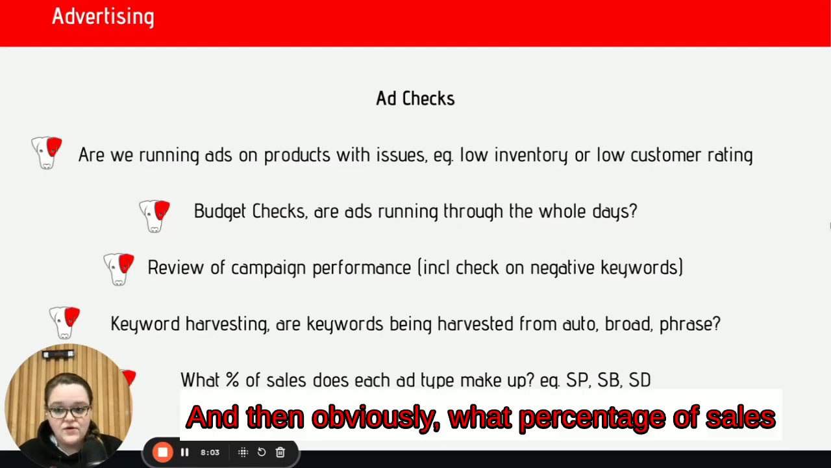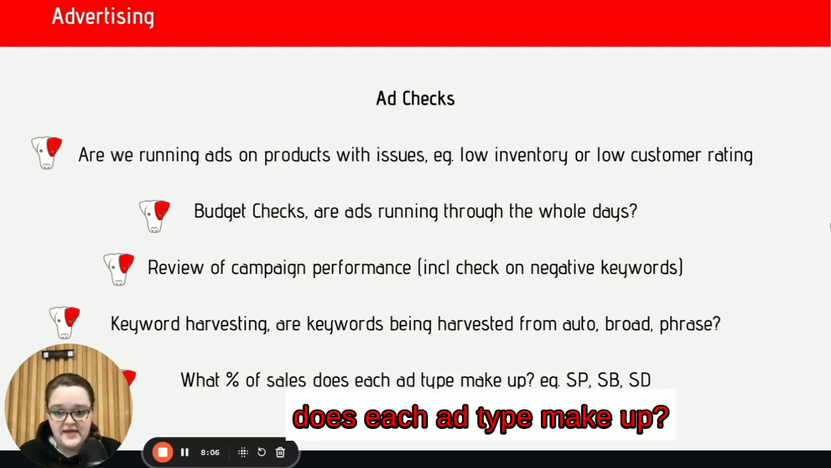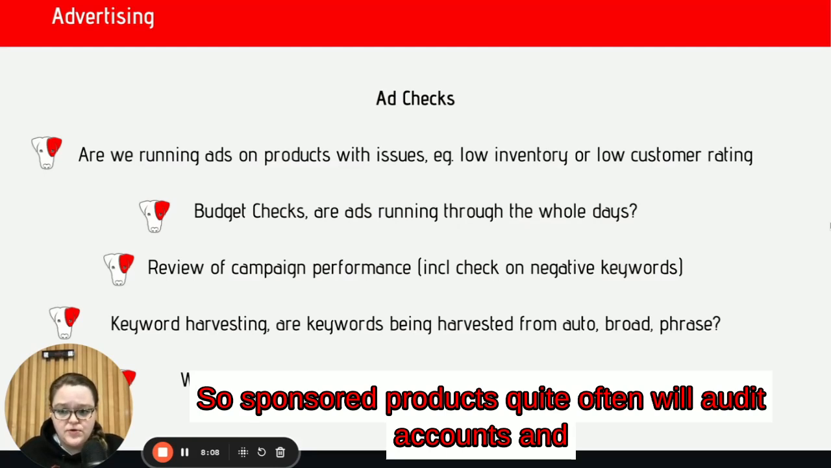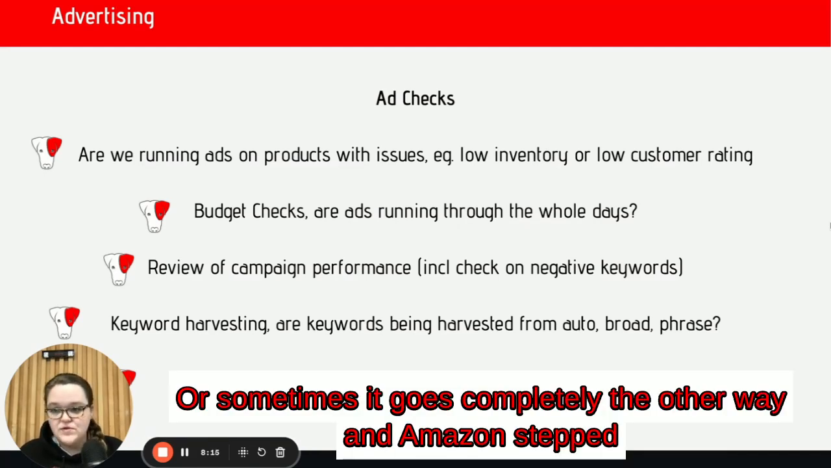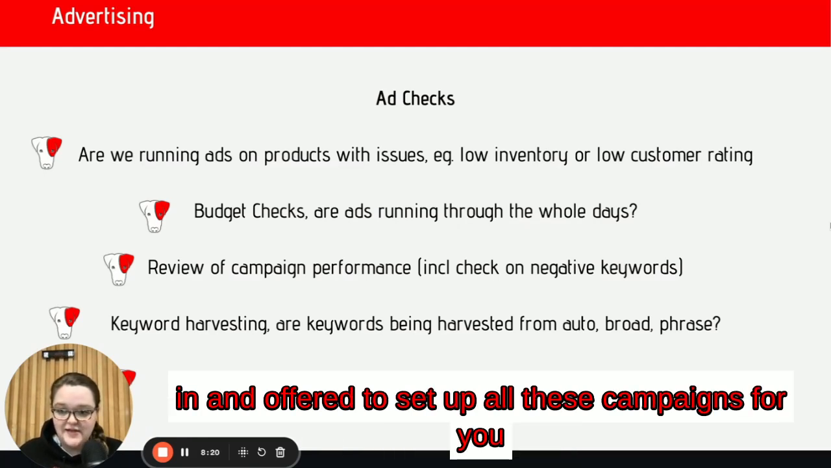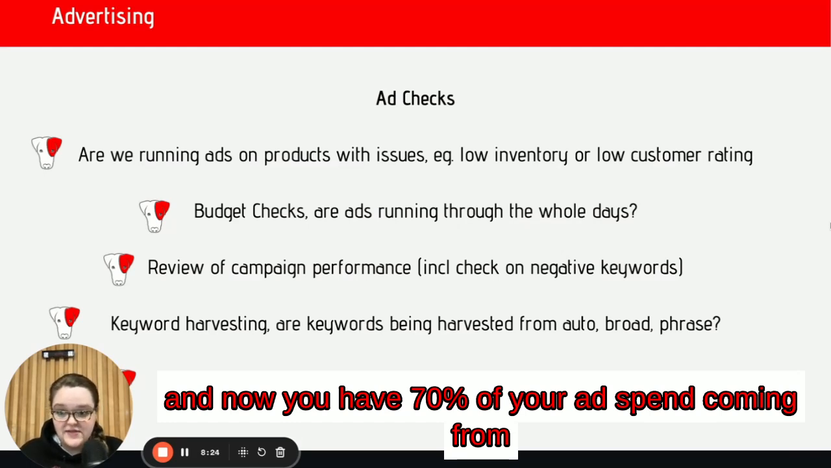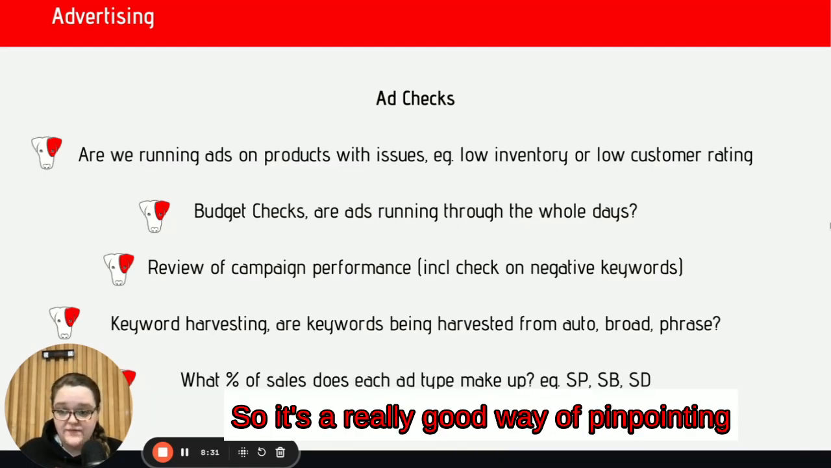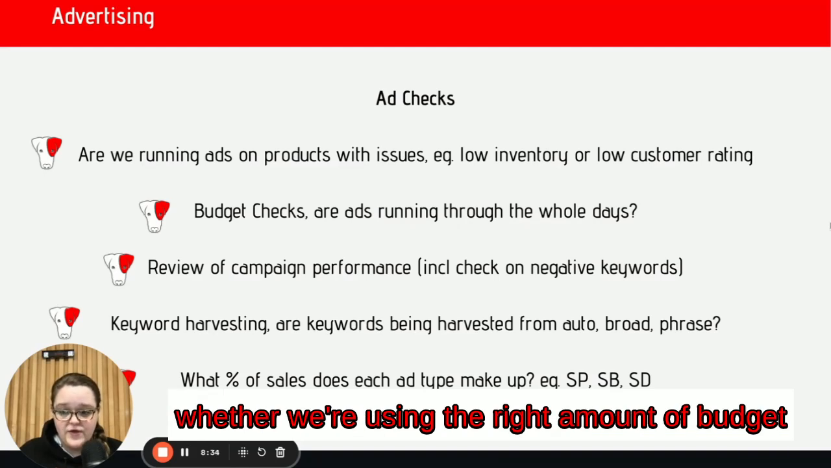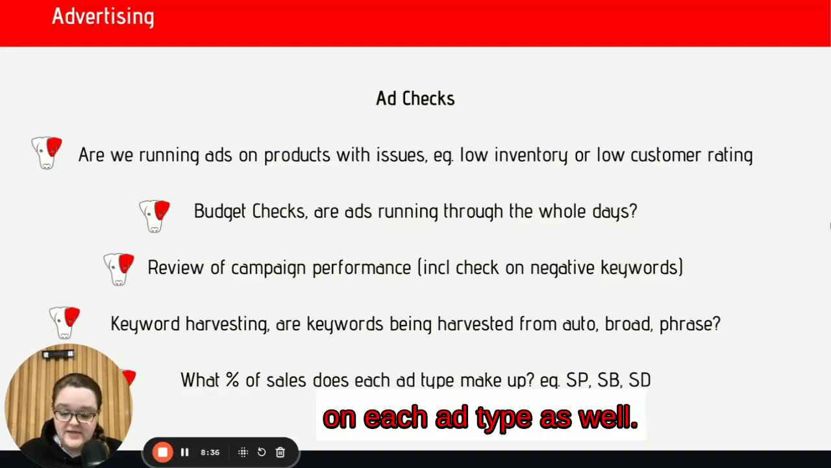And then obviously, what percentage of sales does each ad type make up? Quite often when we audit accounts, 95% of sales are coming from sponsored products. Or sometimes it goes completely the other way, and Amazon stepped in and offered to set up all these campaigns for you, and now you have 70% of your ad spend coming from sponsored display, and you've got no idea what to do. So it's a really good way of pinpointing whether we're using the right amount of budget on each ad type as well.